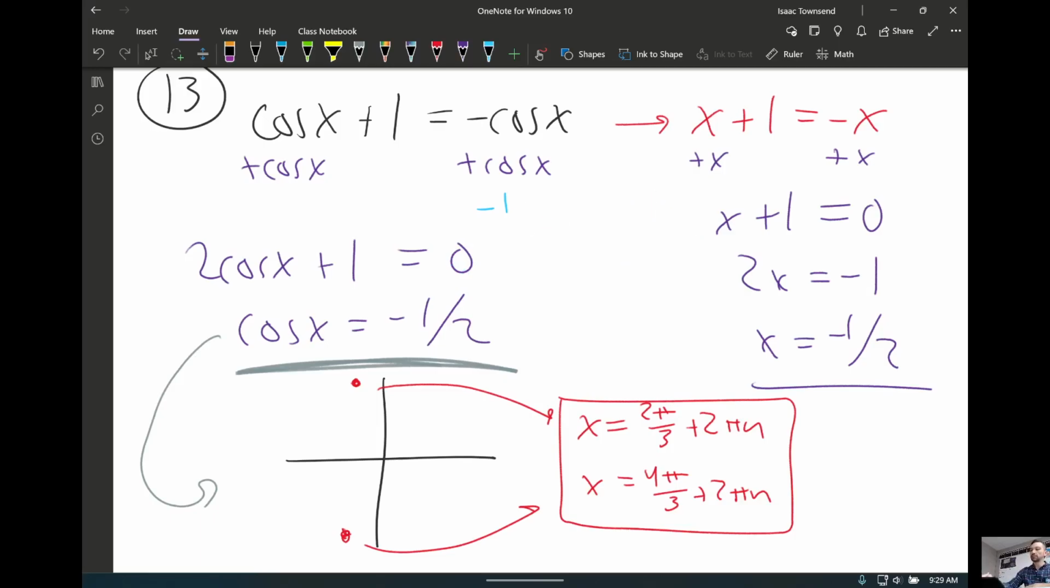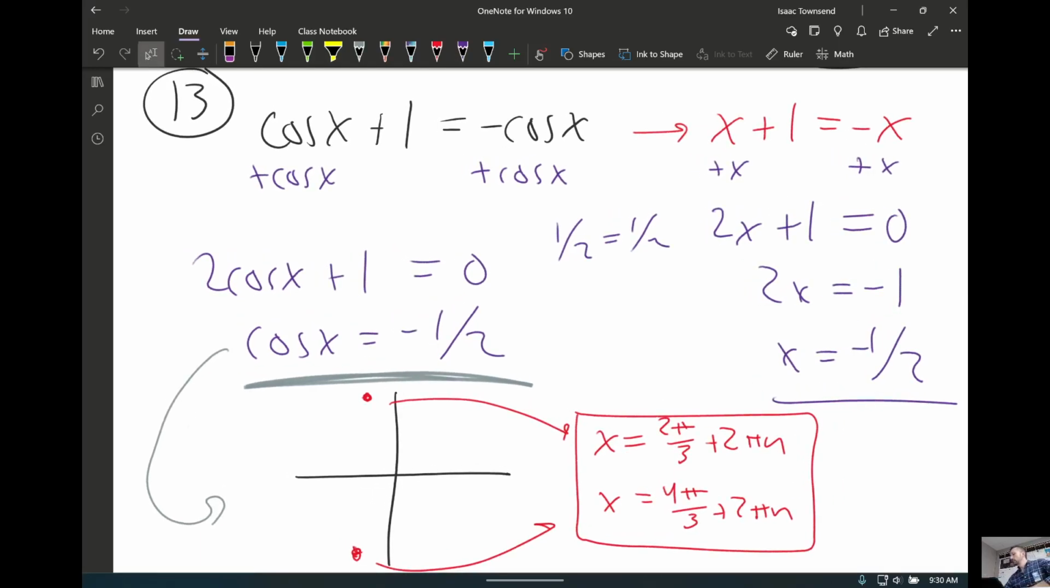And of course, if that's not the point of the question, you can even just do that in your head. If I plug in 4 pi over 3 here, cosine's negative 1/2, add 1, that's positive 1/2. Over here, negative 1/2 would be positive 1/2. I can check both of those pretty easily. Of course, it doesn't guarantee that you didn't miss something else, but it does guarantee that those are supposed to be part of your answer.